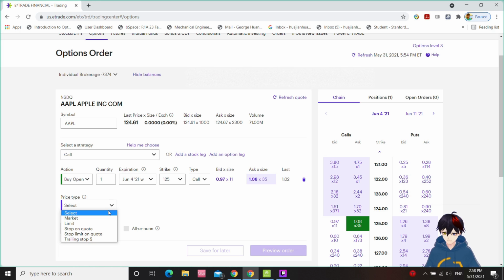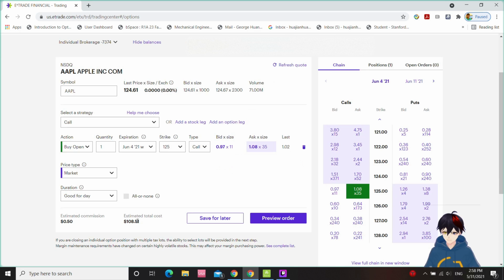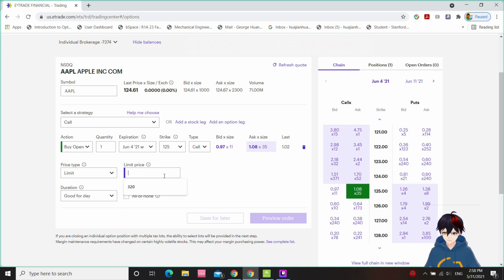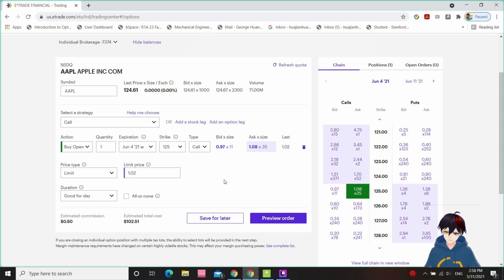Here's the price type. There are 4 kinds. The market will set your price to the ask price directly, and the limit is the safer one, and then you just enter a number that you're willing to pay for it. Let's say it's 1.02, which is the midpoint. You can adjust. Sometimes it might not go through. Then if you want it to go through faster, you just bias it towards the ask side. Let's say 1.03, then it will come through with a higher possibility.